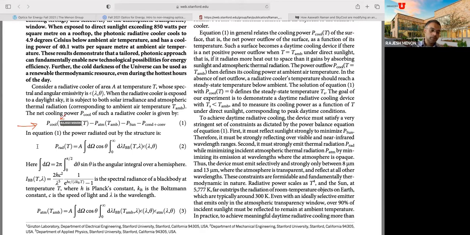This is how much radiative power is coming into the system. This is how much radiative power is escaping into the atmosphere. This is the radiative power escaping the system, so that's why it's positive. This is the radiative power coming into the system from the atmosphere. This is coming from the sun and the atmosphere, because the ambient temperature is also hot, right? It has some temperature. And this is the heat lost by conduction and convection, or heat gained in this particular example, because it's a negative sign.